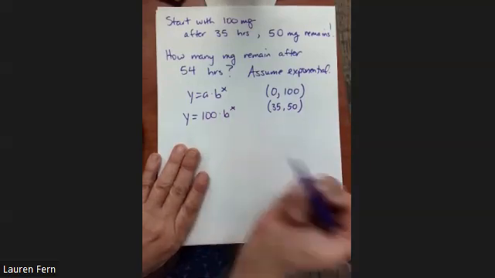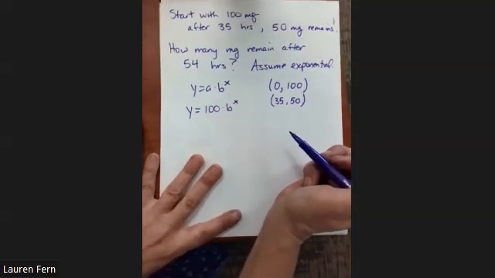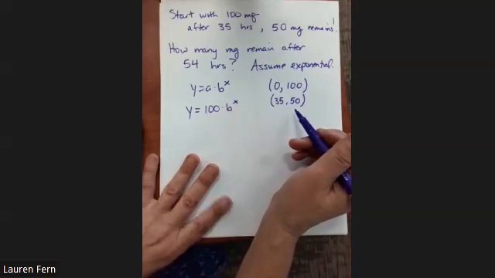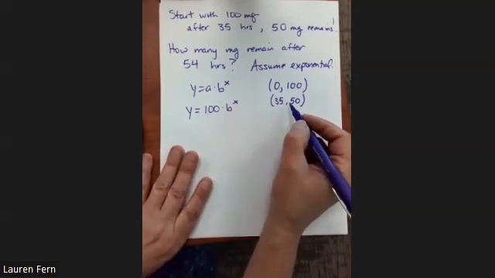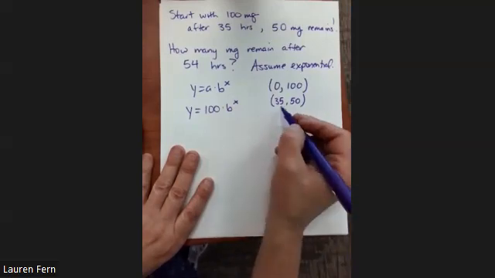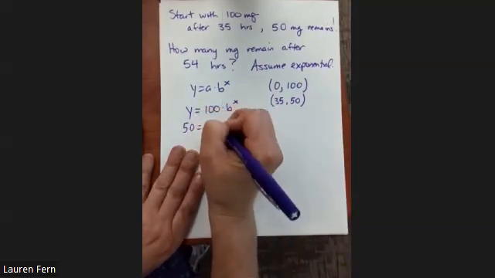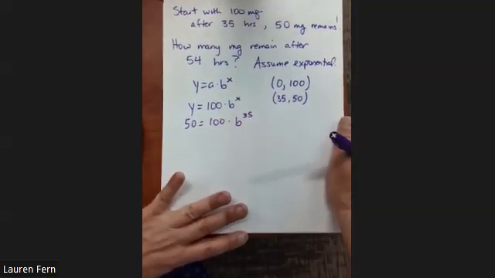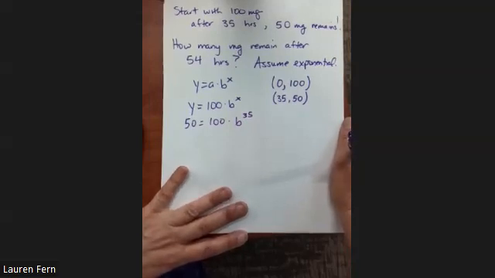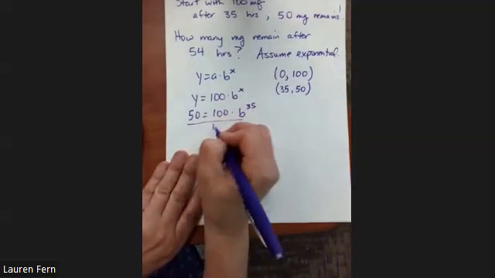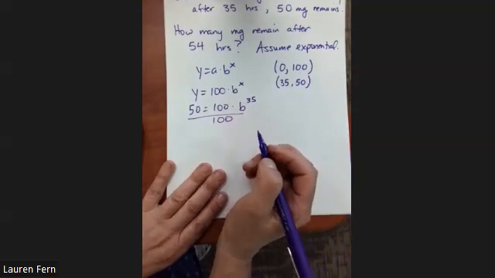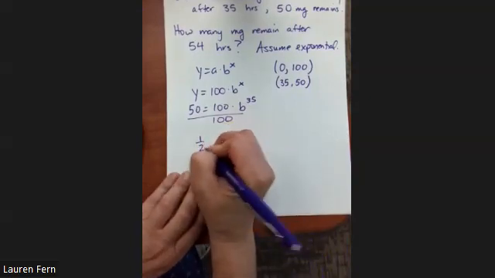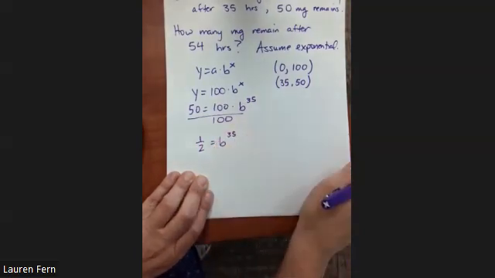Can I find my b value? What can we do to find b? Put 35 and 50 in the equation and solve for b. You got it. So we're going to say, well, y is 50 when x is 35. What would be my first step in solving this equation for b? Good job. We would divide by 100. So we're going to get then 1/2 is b to the 35th power.